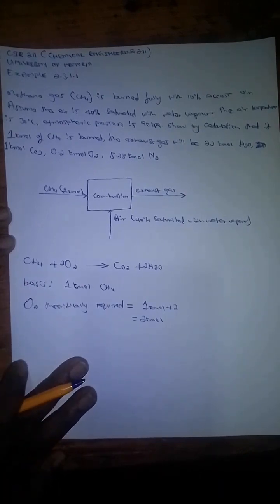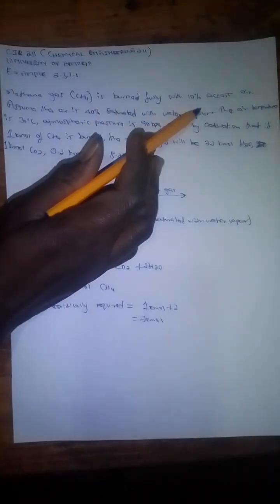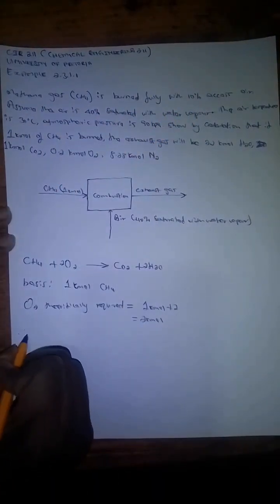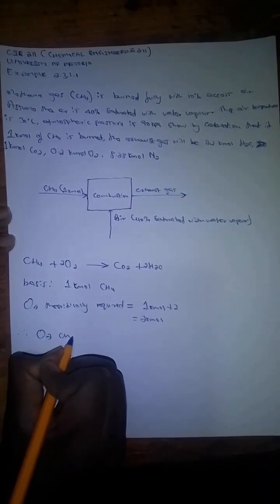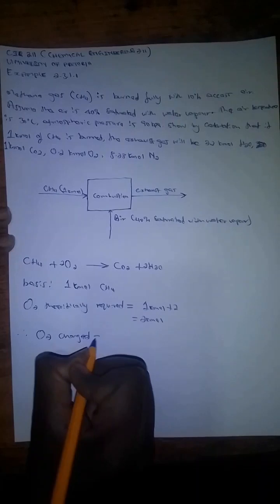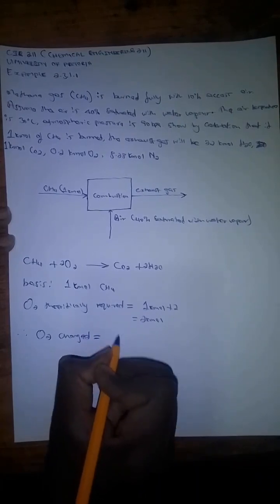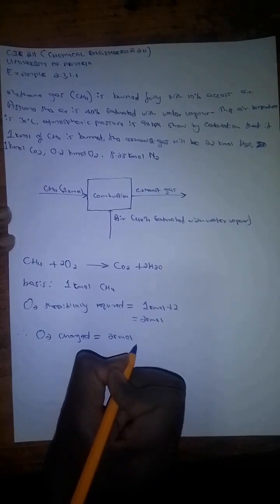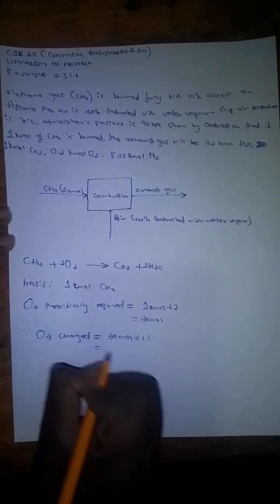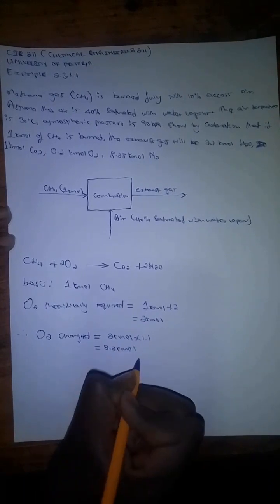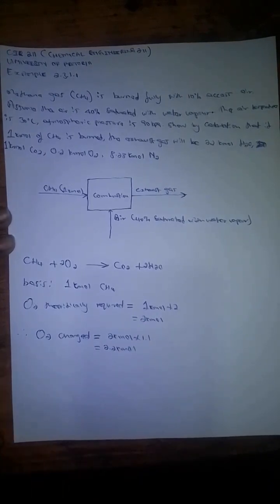The information that we need to calculate how much was charged is the fact that we are told that methane is burned fully with 10% excess air. So we can say O2 charged is equal to O2 theoretically required, which is 2 kilomole, multiplied by 1.1, and that gives us 2.2 kilomole. This is not the exhaust gas yet, but it gives us the information that we're gonna need as we continue doing an exhaust gas analysis.